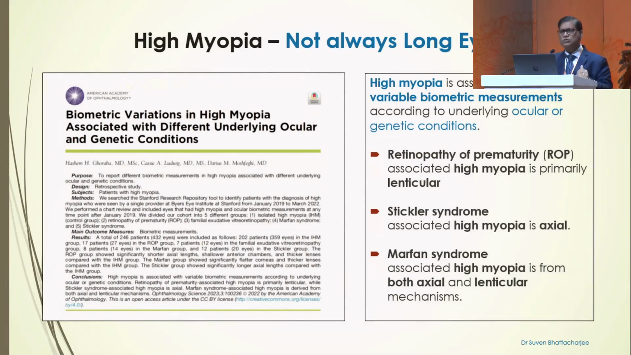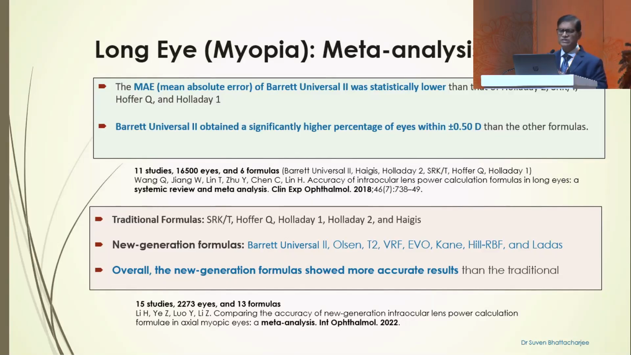And also we need to remember that in high myopia, it need not necessarily be a long eye. It could be what we call index myopia, or like in ROP, you have high myopia which is primarily lenticular. In Sticklers, you have high myopia which is axial. In Marfan's, you have a combination of both. In long eyes, again, in this meta-analysis, they found the Barrett Universal 2 was much better than others. And newer generation formulae again showed more accurate results.